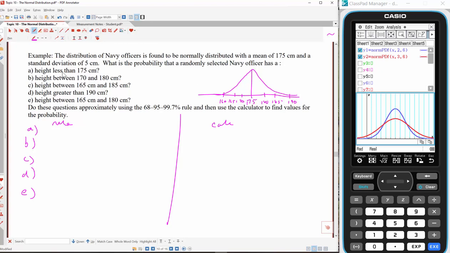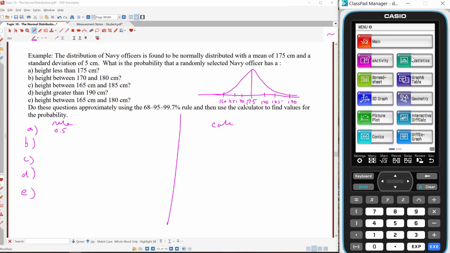Okay, so we want to know the probability that the height is less than 175. So here's 175. We want to know the chance of it being less than that. Now, if the total probability under this is 1 and the normal distribution curve is symmetrical, this one has to be 0.5, or 50%. Now let's confirm that with a calculator.